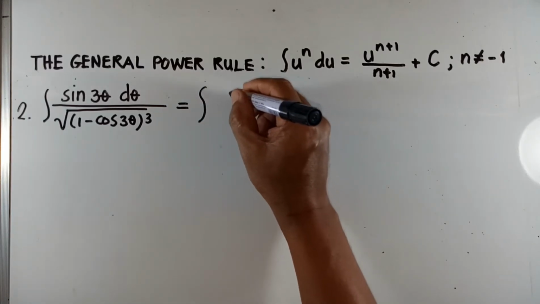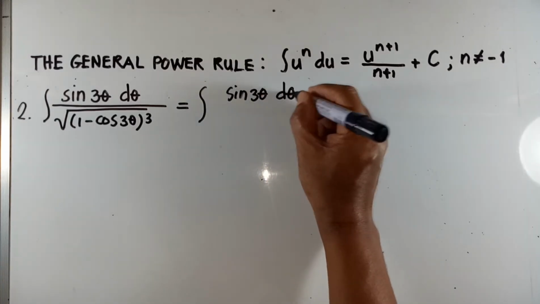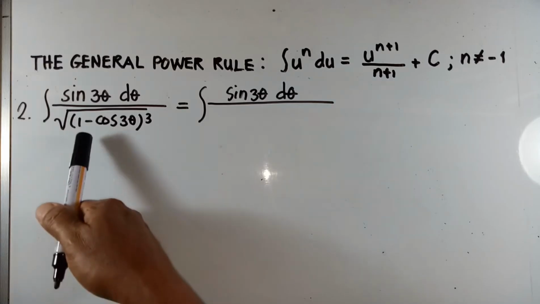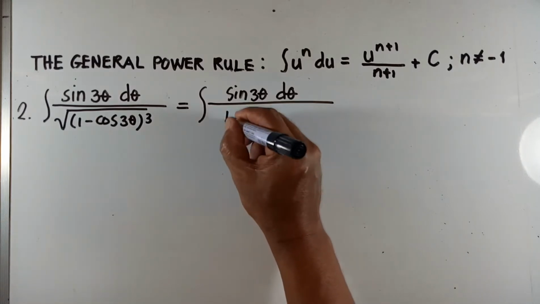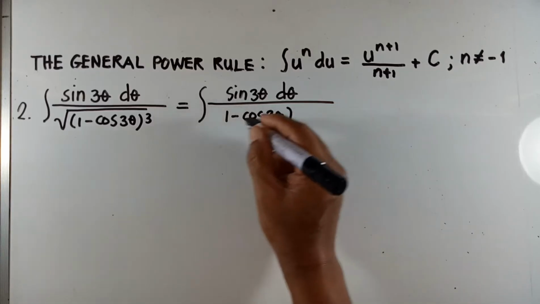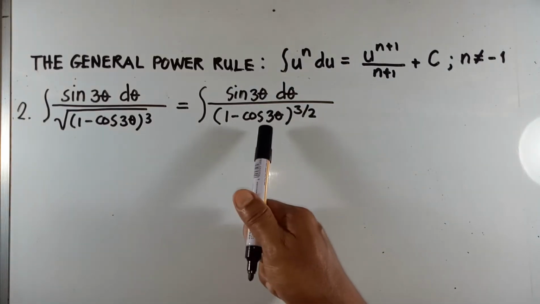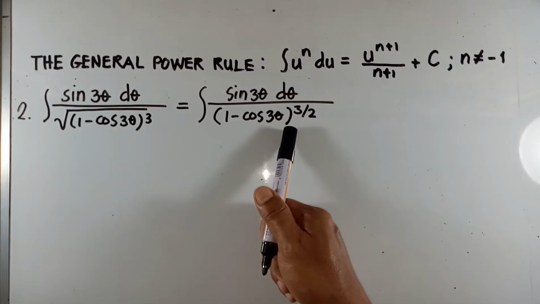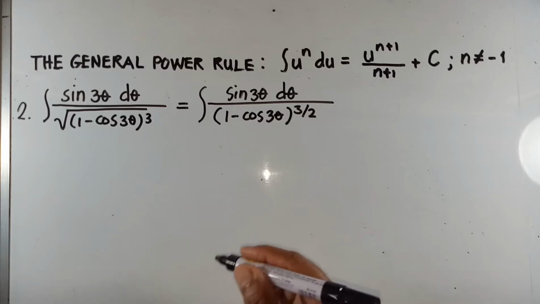So, magkakaroon tayo ng integral of sine 3θ dθ. So, in exponent, yung square root of (1 − cos 3θ)^3 ay equal siya sa (1 − cos 3θ)^(3/2). So, yung (1 − cos 3θ)^(3/2), ang gagawin natin ay nililipat natin sa numerator. Itataas natin siya. So pag tinaas natin, yung kanyang exponent ay magiging negative 3/2.